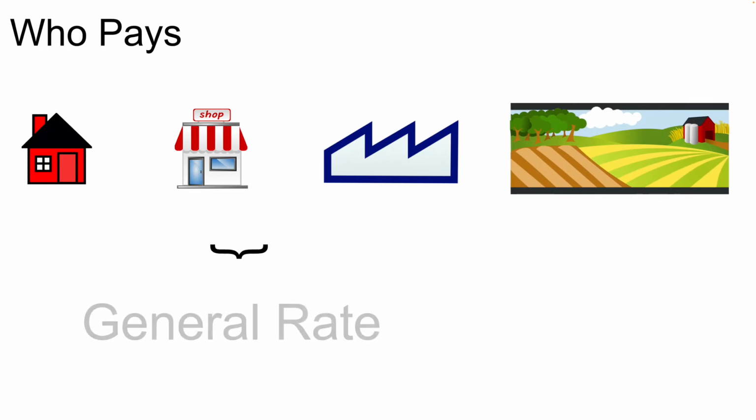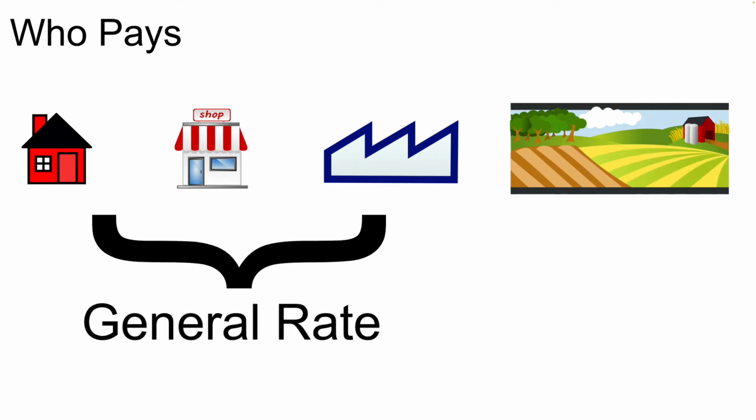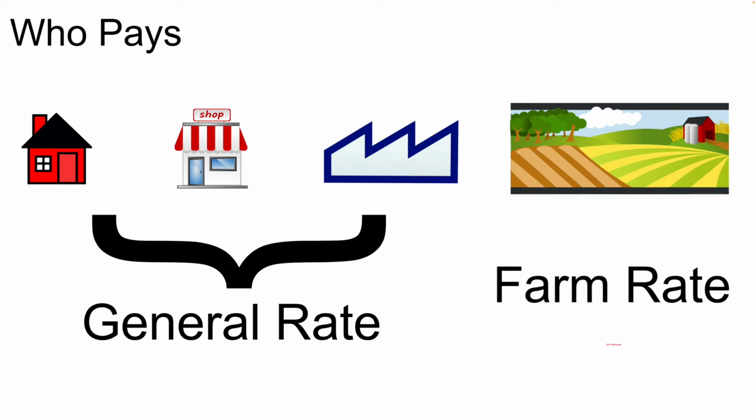So who pays the rates at Northern Grampian Shire? It's split between residential properties, commercial properties, industrial properties and farms. The first three, residential, commercial and industrial, pay a general rate. It's the same rate and it's applied to each one of those properties equally. At Northern Grampian Shire, we have a differential rate, a rate that is unique to a particular group of ratepayers. It's called the farm rate, and that rate is a 53% discount of the general rate.